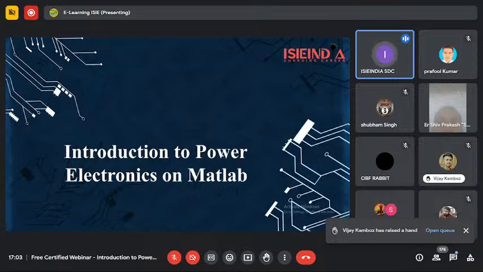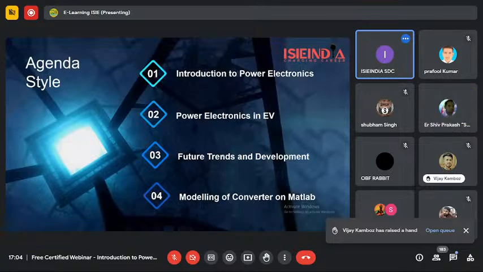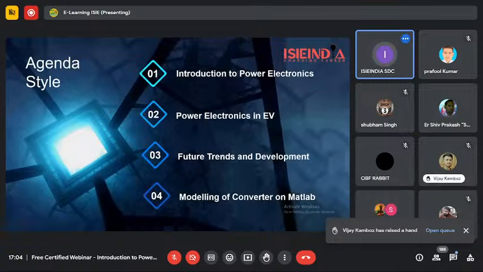We'll try to demonstrate a few things in MATLAB: how we design the converters, what methods we use for designing power electronics converters, what different formulas we require, and what basic calculations we do for calculating the components. So today we'll talk about a basic introduction to power electronics, then the power electronics present in the electric vehicle, and future trends and developments. And we'll go to MATLAB for designing a power converter, basically a buck converter.